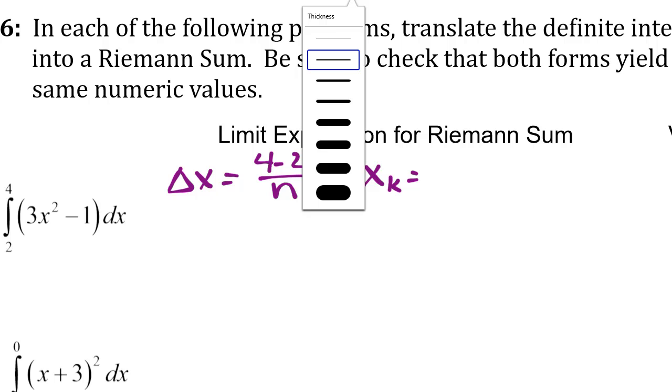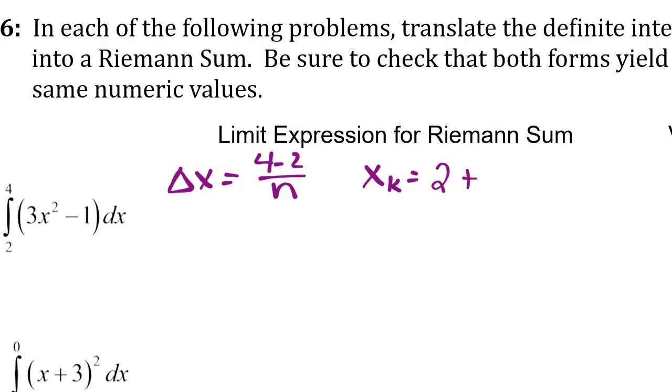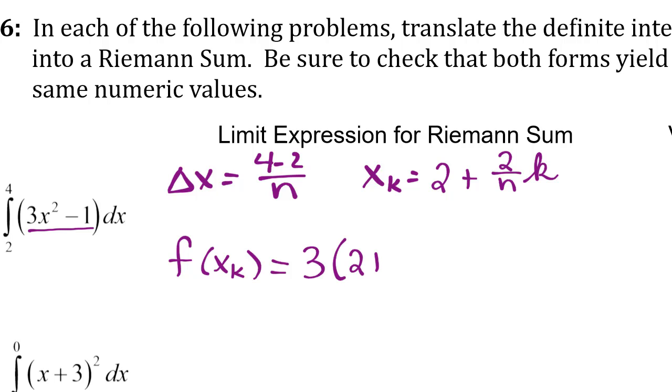So x sub k is going to be 2 plus delta x times k. Delta x is 2 over n, right? 4 minus 2 is 2. So we get 2 over n times k. All right, those are our x sub k's. And so f of x sub k, this is our function f, 3x squared minus 1. So I need 3 times (2 plus 2k over n) squared minus 1.